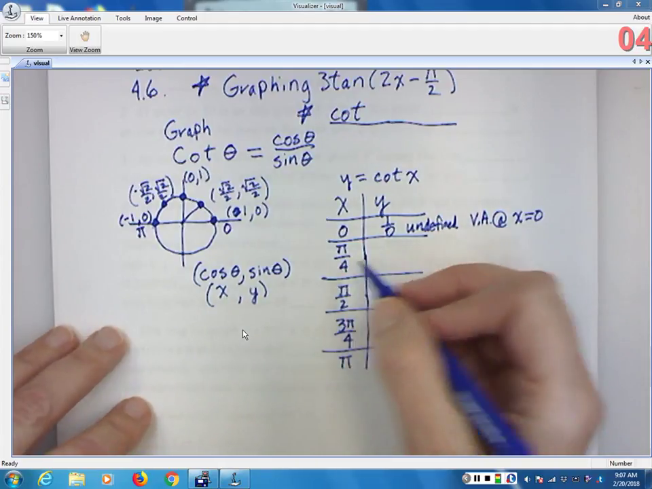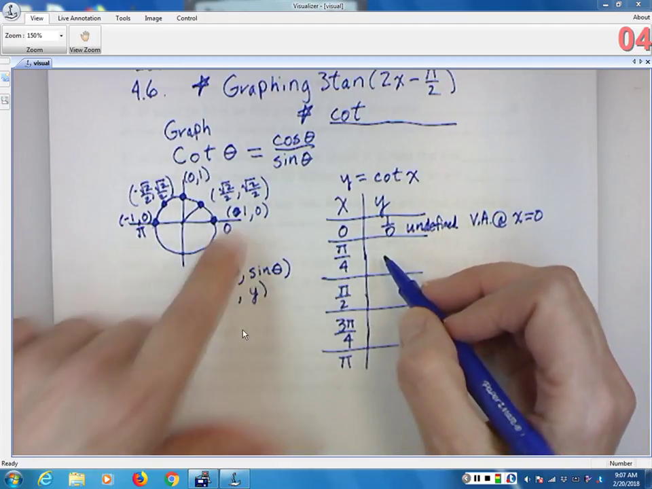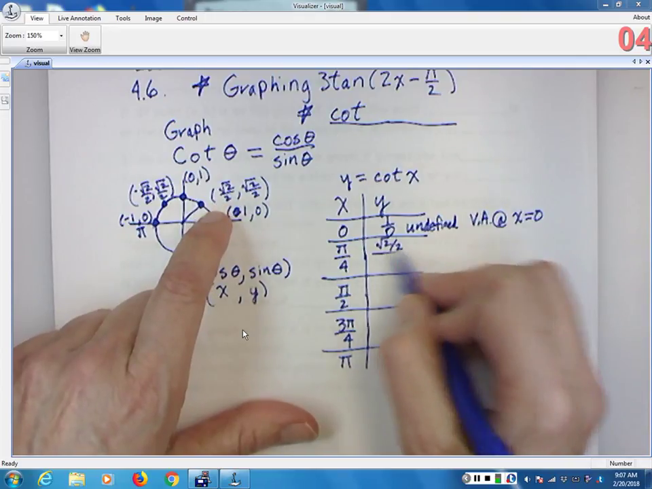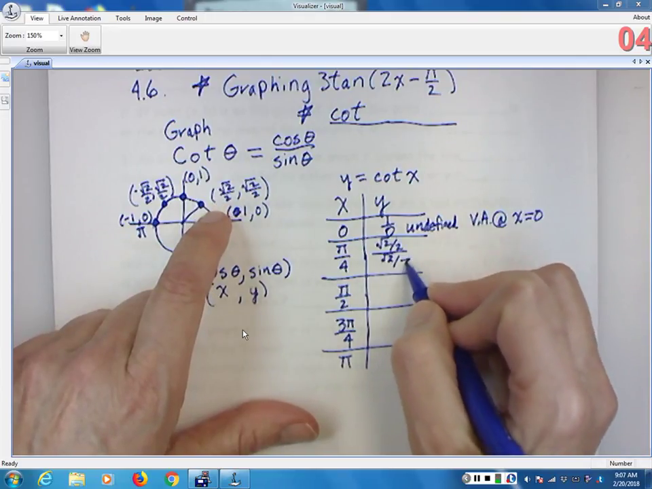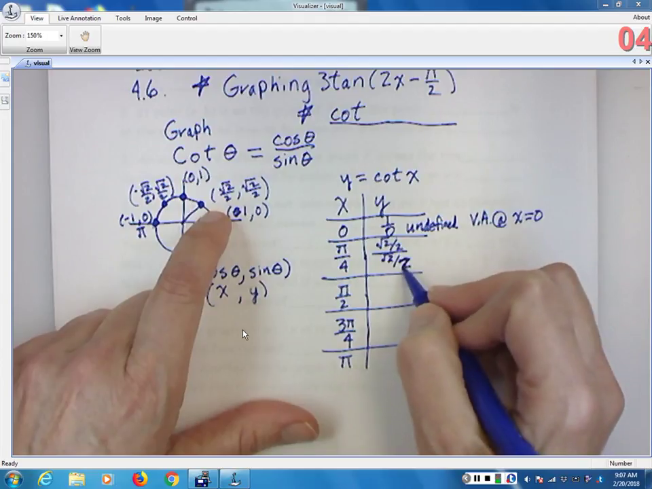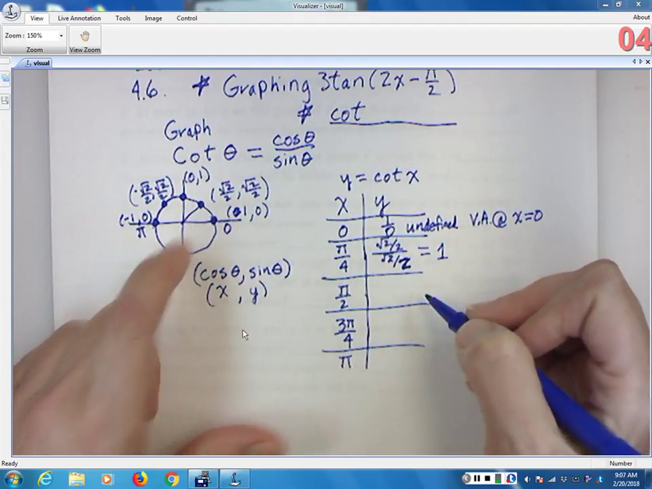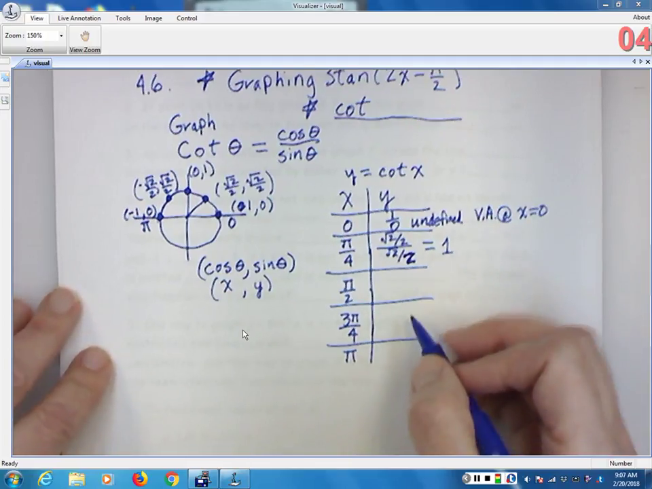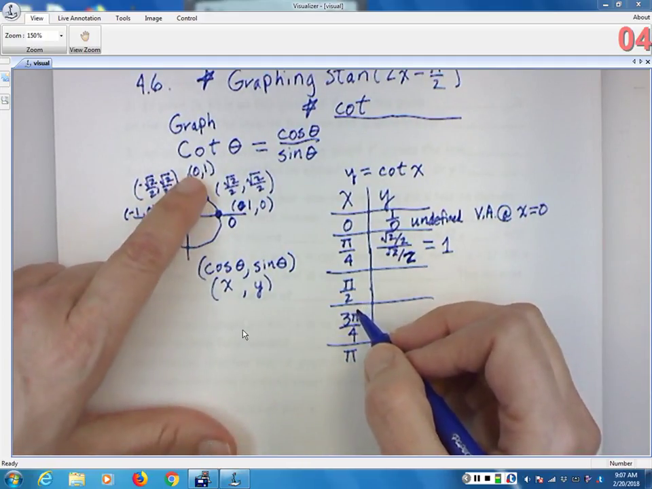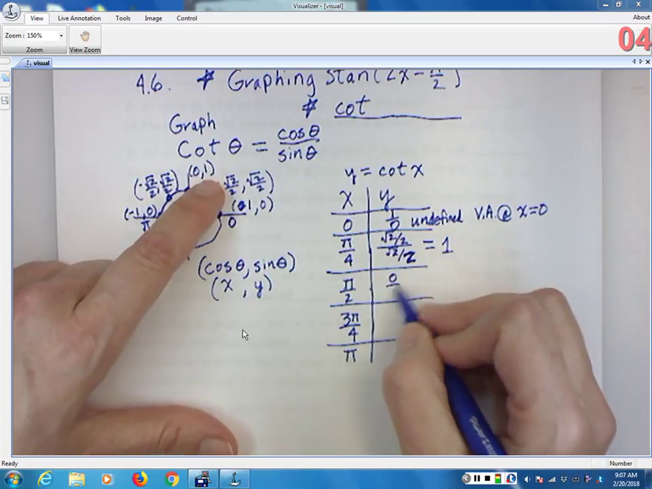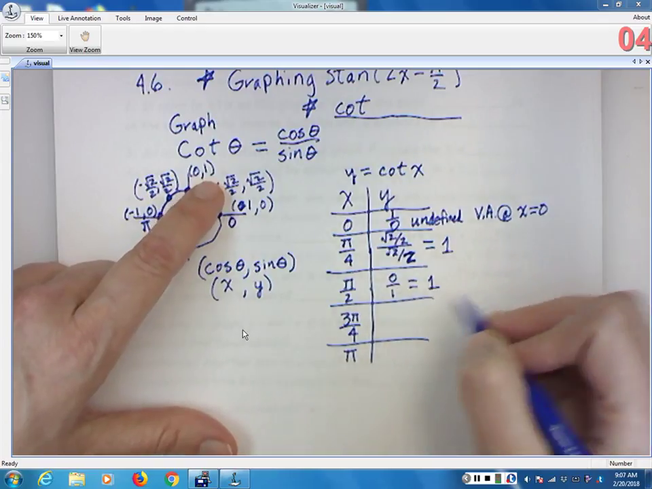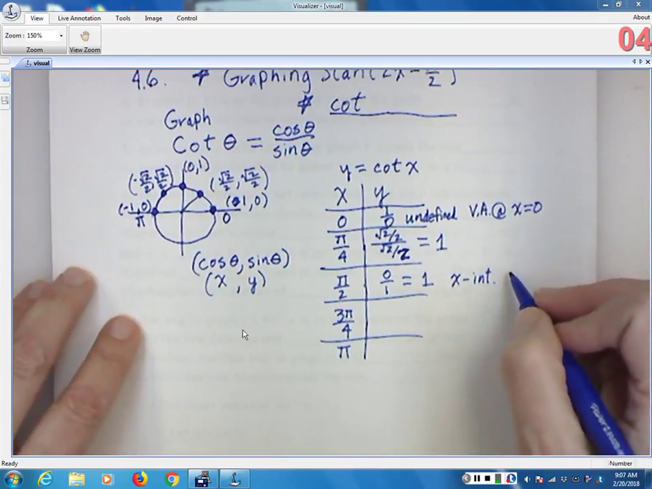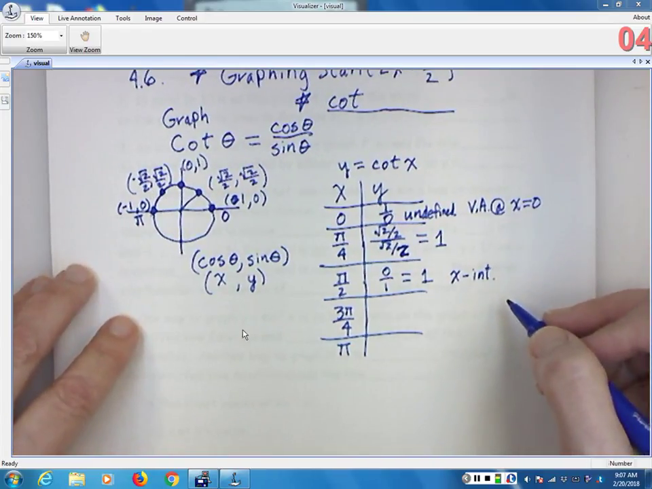At pi over 4, they're the same. So you put square root of 2 over 2 over square root of 2 over 2. Anything over itself is 1. You get 1 there. At pi over 2, you're putting x over y, that's 0 over 1, which is 0. That's an x-intercept.